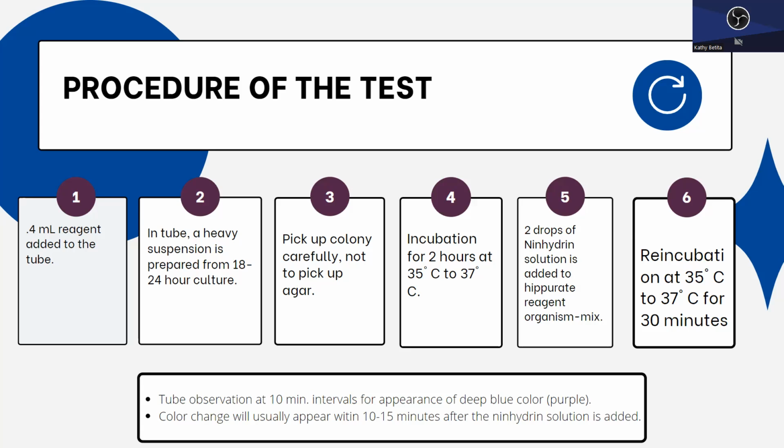So after this incubation period, 2 drops of the ninhydrin solution are added to the hippurate reagent organism mixture. And lastly, the tubes are then re-incubated at 35 degrees Celsius for 30 minutes. So the observation of the tube is made at 10-minute intervals for the appearance of the deep blue color. And the color change will usually appear within 10 to 15 minutes after the ninhydrin indicator solution has been added.